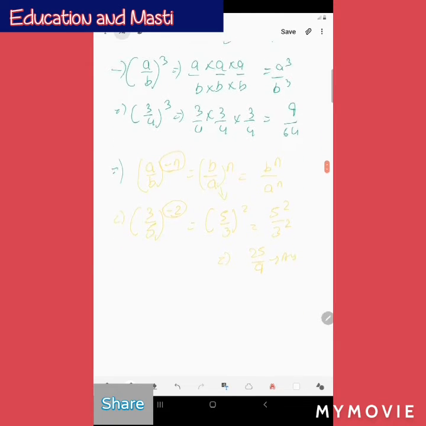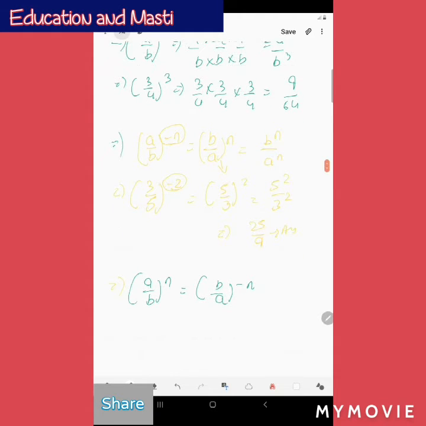Okay. And one more thing we are dealing with is that if we have to convert, suppose I need to convert this, like a by b to the power n, and now I want to convert this, I will do b by a to the power minus n. So I will get this thing, like suppose I am getting a by b to the power n.